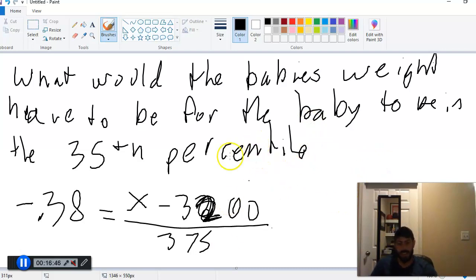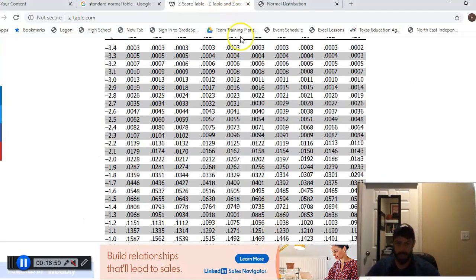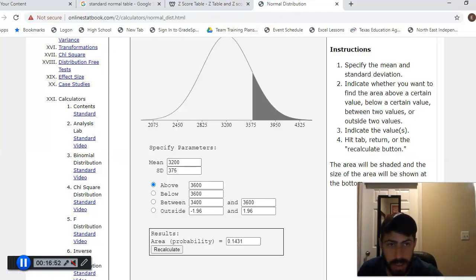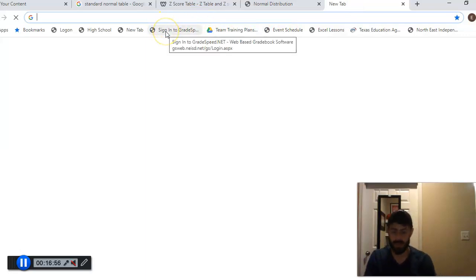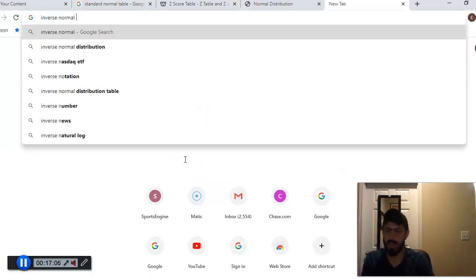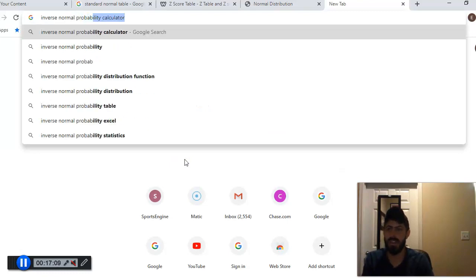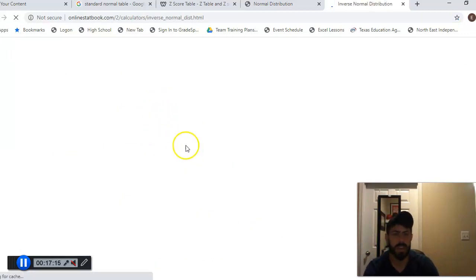Now, the cool thing is, just like there was a web calculator to do this a lot faster, there is another one that'll do this faster. It's called the inverse normal distribution calculator. In the TI Nspire, it's literally called the inverse normal. So we'll search inverse probability. There we go. Probability calculator. We're going to use the same website because I like the way they show things.